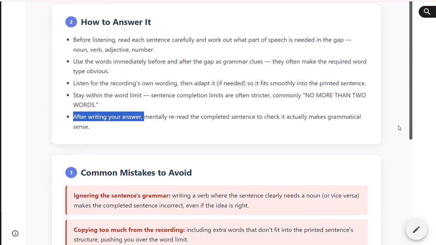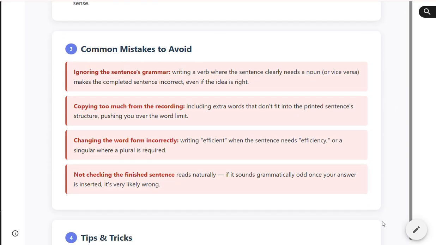Now, the mistakes. The most common is ignoring the sentence's grammar entirely. Writing a verb where a noun is clearly needed. Or vice versa, which makes the sentence wrong even if the idea is right. Also watch for copying too much from the recording, pulling in extra words that don't fit the printed structure and push you over the limit. And for changing the word form incorrectly. Writing, efficient, when the sentence needs efficiency or a singular where a plural was required.